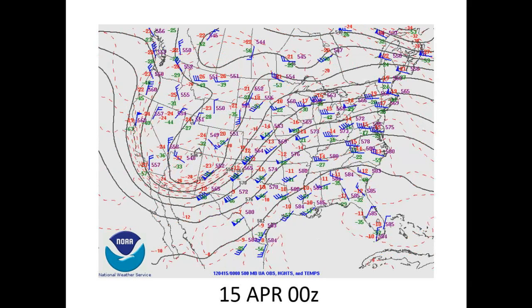In this case, some people might argue, oh my goodness, it's positive tilt. Oh, the world's going to end. What does it mean synoptically? In this case, it doesn't mean anything, because we'll see that there's cyclogenesis going on.